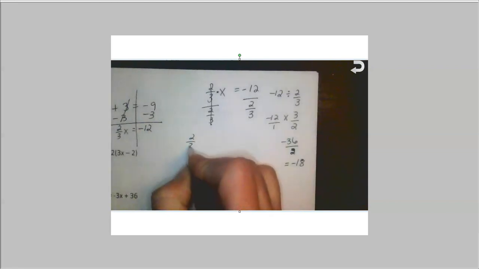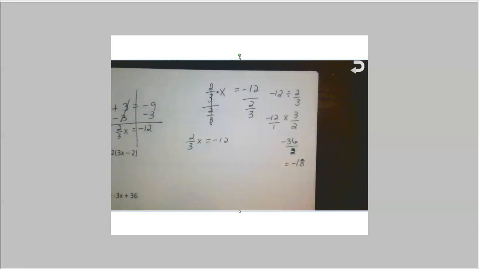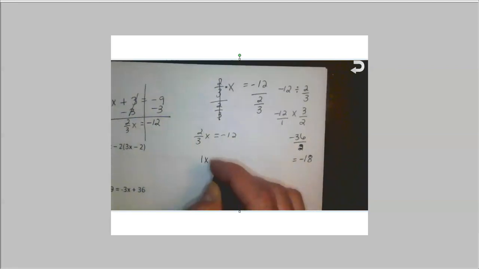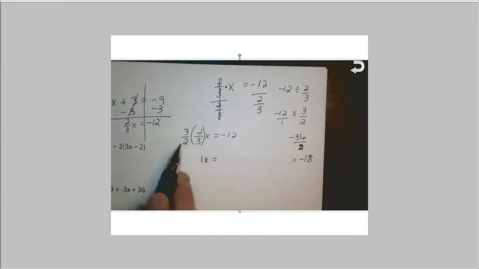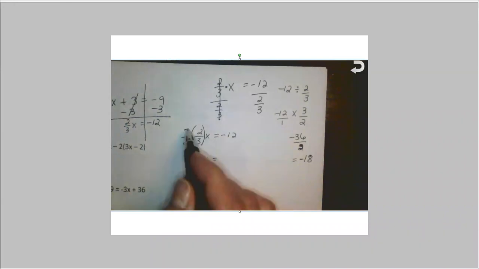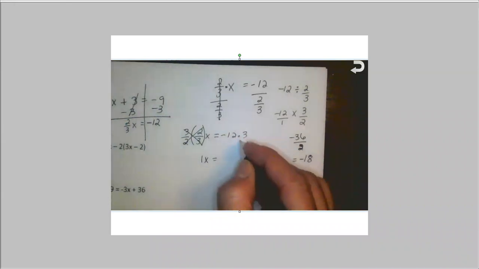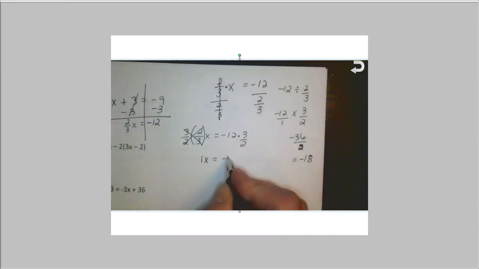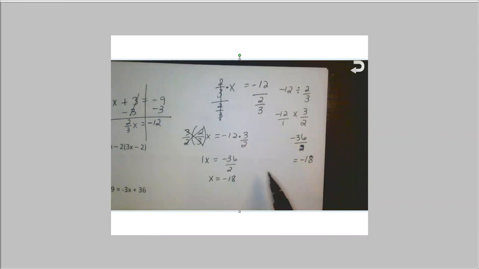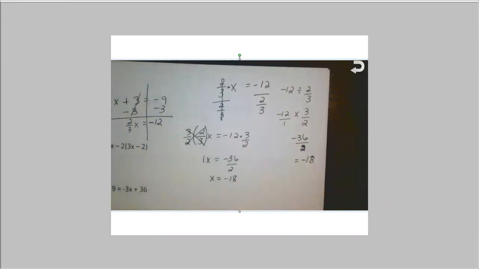An alternate way to do this, when you have a fraction in front of your variable, our goal is to get 1x. We just want to find what does x equal. Anytime you have a fraction, you can multiply that fraction times its reciprocal, and that will just completely cancel out and give you 1. But whatever you do to one side, you have to do to the other. See how these are the same steps taking place right here. I get negative 36 over 2, which is also negative 18. So either of those methods can work as long as you find one that you can work with.